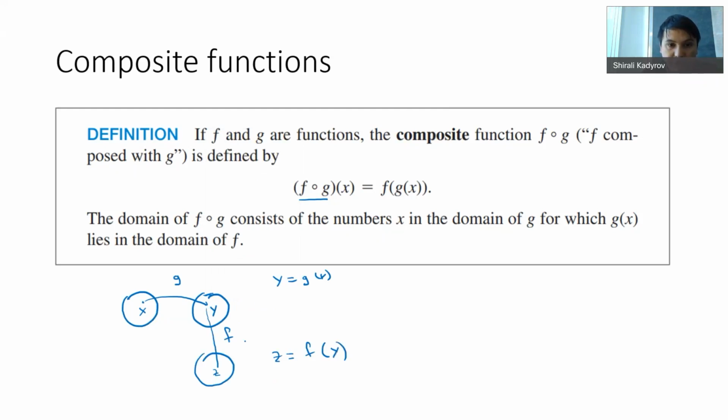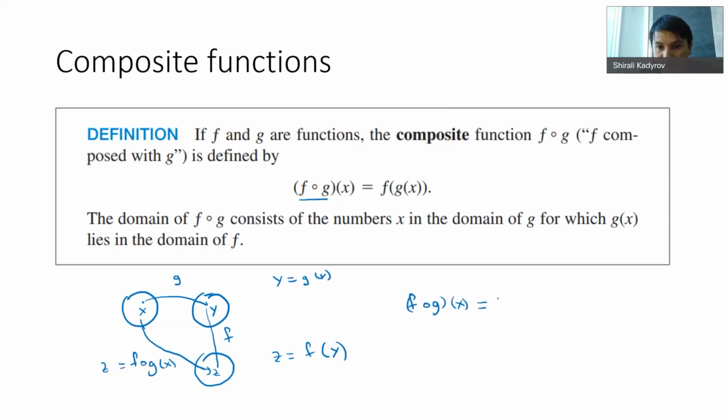So instead of going from x to y and then from y to z, let's say that I want to go directly from my x to this point z. That's my f of g function. So this is my z. Why is that? Well, let's look at the definition. What is my f of g of x? What is it?